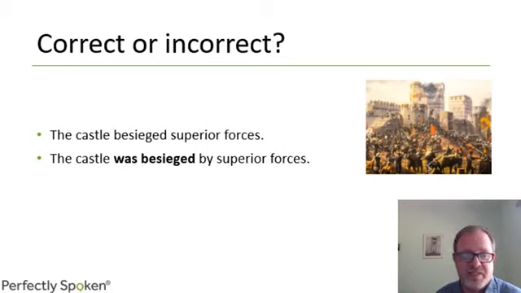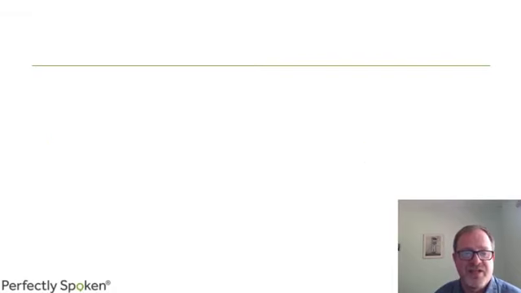Verb to be in the past here, and the participle of besiege. Besiege meaning to attack a fort or a castle by surrounding it, etc. We looked at this in the language of conflict and warfare earlier in the course. Okay, so the castle was besieged by superior forces. Here's the next one.